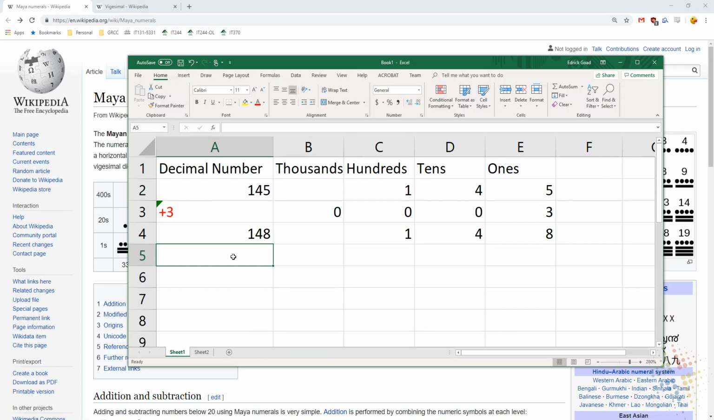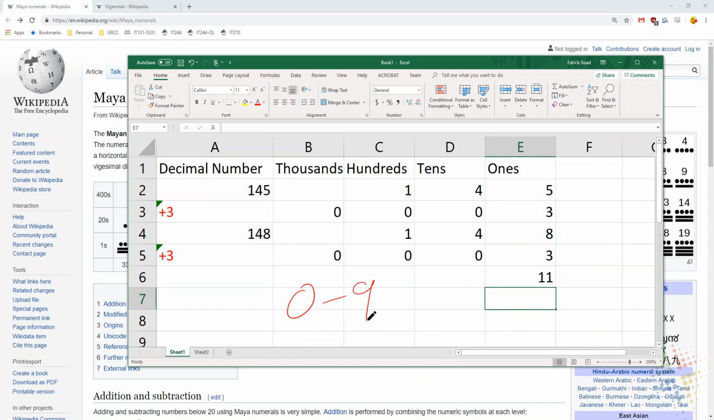Let's do that one more time just to see what happens. Let's add another 3. So again, I'm not adding any thousands, not adding any hundreds or any tens. I'm adding 3 ones. 8 plus 3 is 11. Oh, wait a minute. We've got a problem here. Decimal only goes from 0 through 9. And here, I have an 11. Oh no, the world's coming to an end.